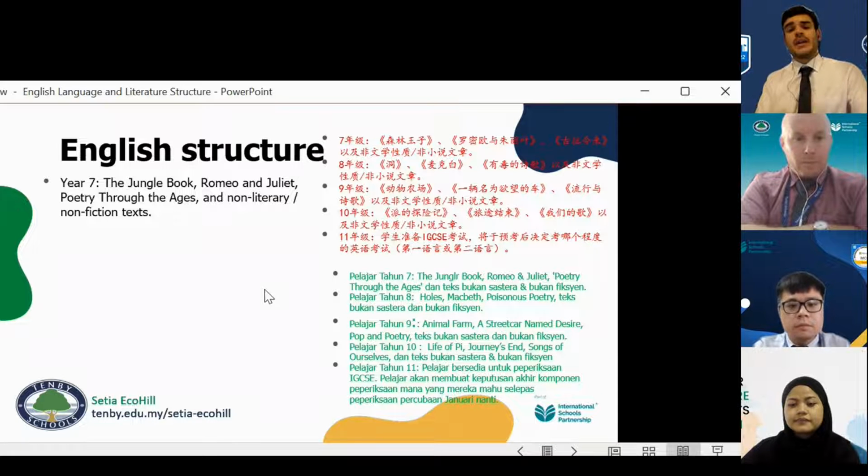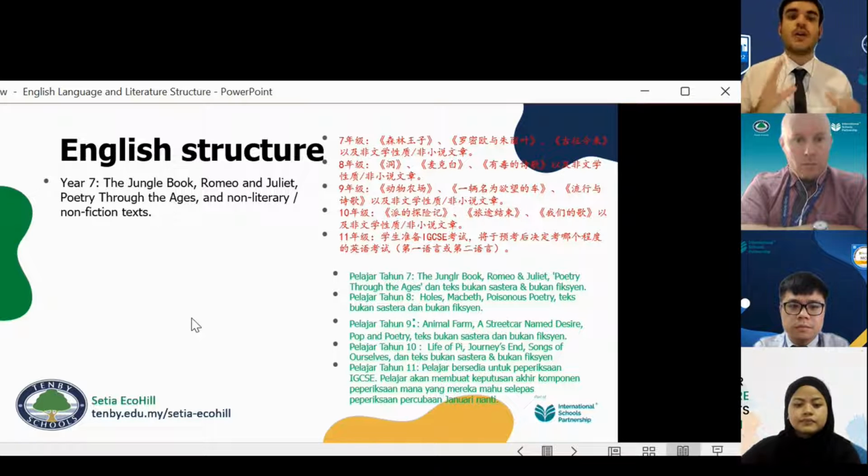Okay, so just running back, just to give you a rundown of each year group. Year 7 do The Jungle Book, Romeo and Juliet, and Poetry Through the Ages, a collection of poetry, as well as a variety of non-literary and non-fiction texts. Students, they see that we are doing The Jungle Book in term 1, Romeo and Juliet term 2, and Poetry Through the Ages term 3.